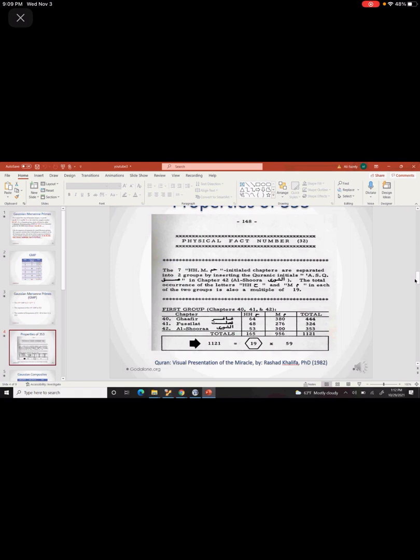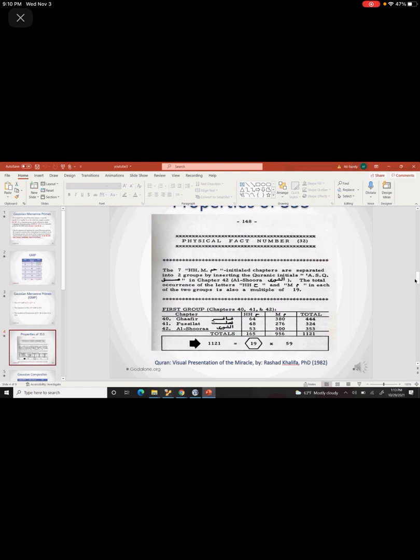Why 353? Because if you look at all the counts of Ha Mim in chapters 40, 41, 42, 43, 44, and so on, up to 46, they are all composite except for 42, which happens to be a prime number, 353.